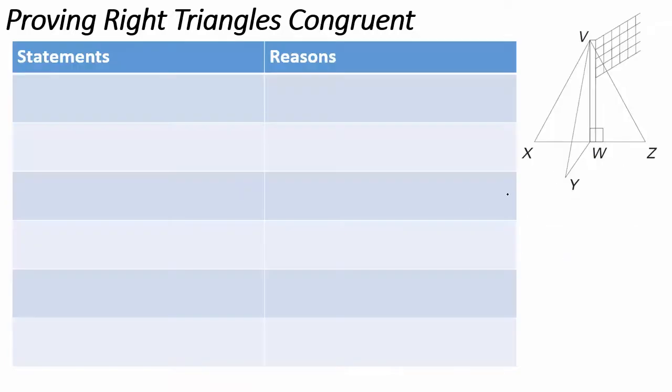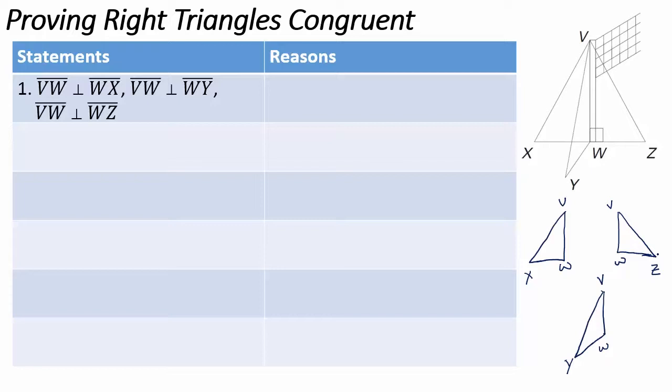To start, I'm going to redraw my three triangles. So I'm going to separate these three triangles so I have better information about it. So here are my three triangles that are broken apart so I can see each triangle separately. I'm given that line segment VW is perpendicular to line segment WX and line segment VW is perpendicular to line segment WY and line segment VW is perpendicular to line segment WZ.